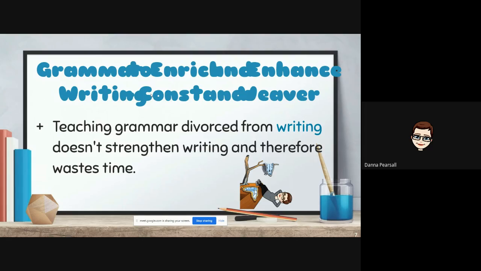Teaching grammar divorced from writing doesn't strengthen writing and therefore wastes time. And for each of these little snippets, there's a link right here that takes you to an article that further explains if you want to look at it later. But I know that we've all heard that doing rote grammar drills is not best practice. That research and those ideas have been around for a while.